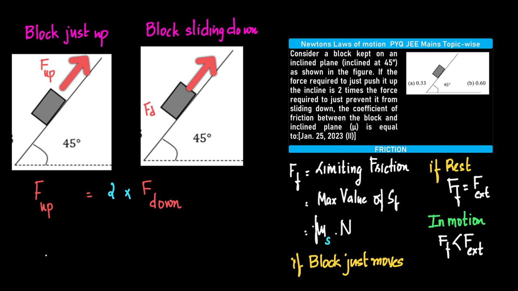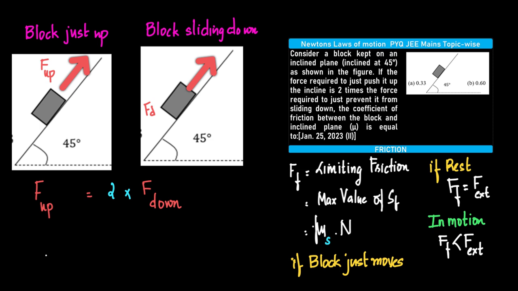Consider a block kept on an inclined plane of 45 degrees. The force required to just push it up is 2 times the force required to just prevent it from sliding down. See, as we discussed in the previous problem, which word is important here? Exactly. Just prevent it from sliding, just push it up.